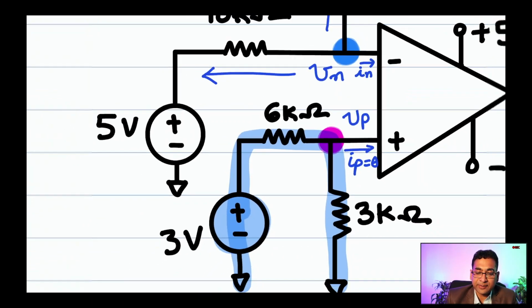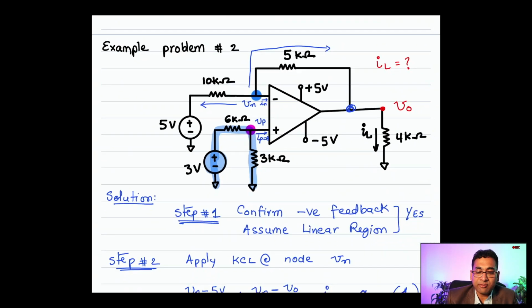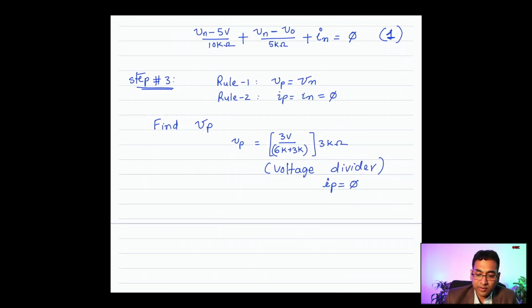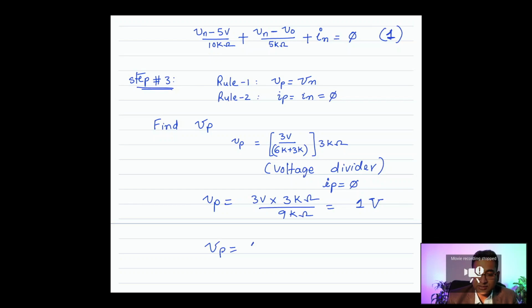It's not a very recondite topic. It's not rocket science. Pretty straightforward, simple observation. What does this turn out to be? So Vp comes out to be 3 volts into 3 kilo ohms divided by 9 kilo ohms. So that is going to be 1 volt. Aha, Vp is 1 volt. Very good.